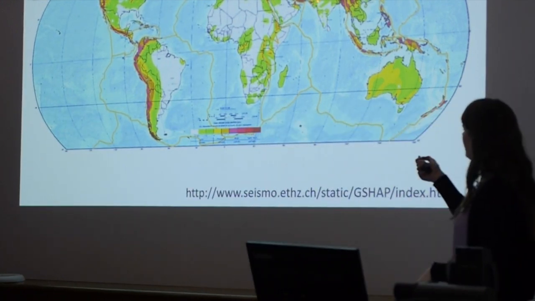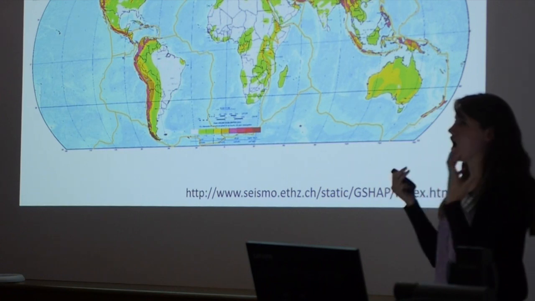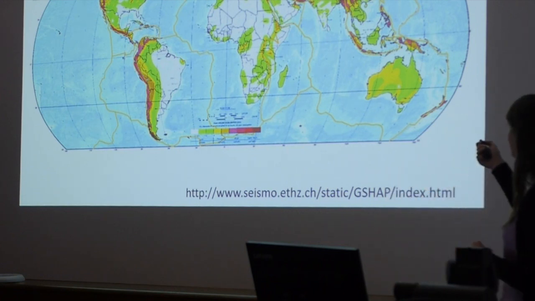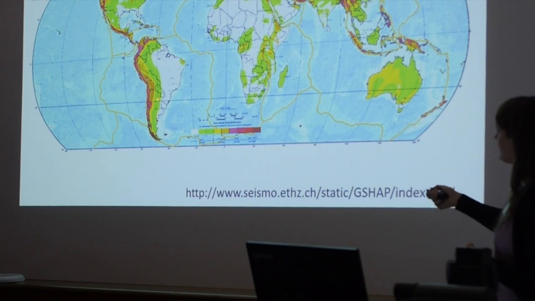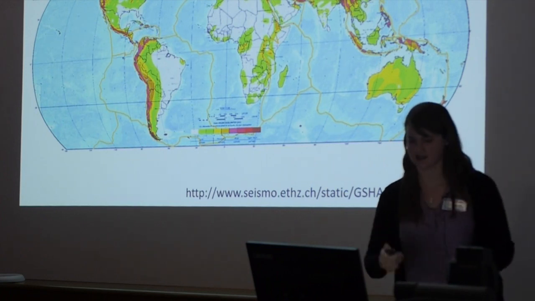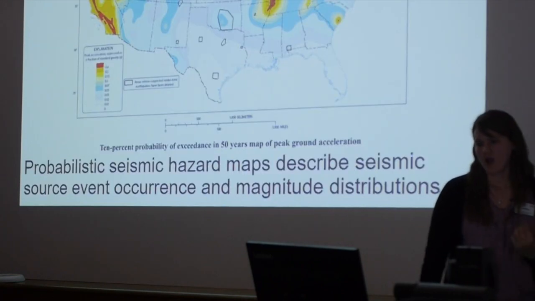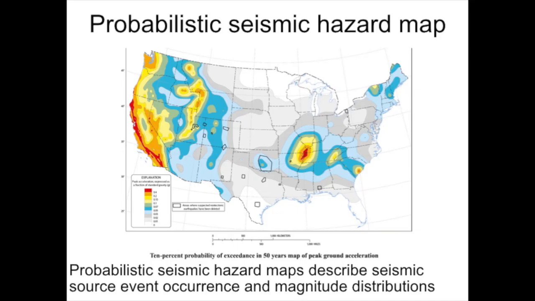Whereas the red colours are areas where there's much higher hazard. So Japan is bright red, all along the South American margins, bright red, very, very high hazard. And these are typically based on historical earthquakes. And so that can actually cause some problems.